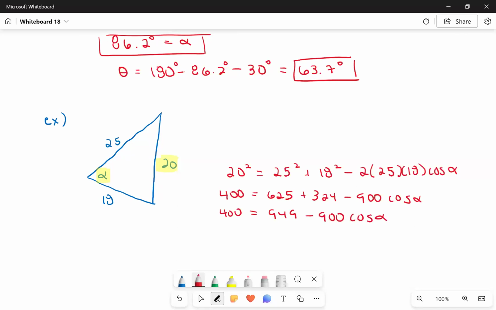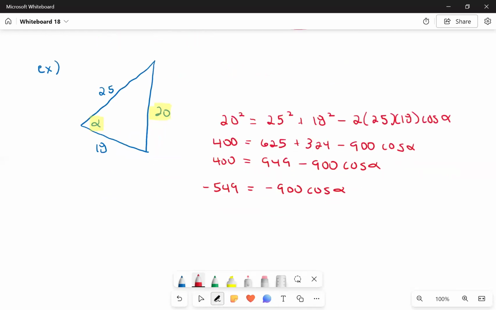I'm just going to get alpha by itself here, but I've got to get everything else cleared out first. I'm going to subtract the 949 from both sides, which gives me negative 549, and I'm left with negative 900 cosine alpha. So I'm going to divide both sides by negative 900. Kind of skipping showing that work. The two negatives become positive, that's a relief. Now I'm going to take the cosine inverse of 549 over 900.